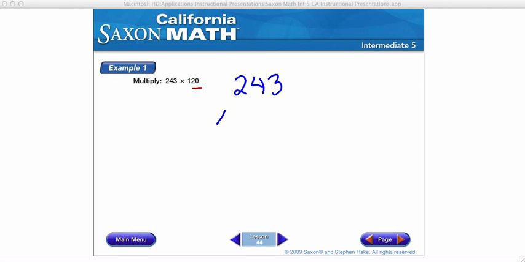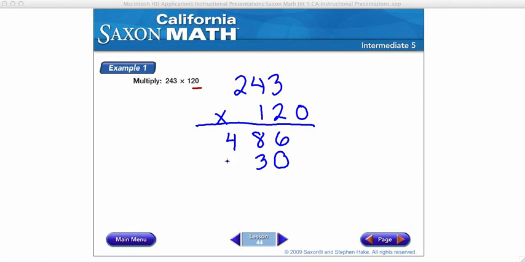243 times 120. I'm going to let this 0 hang off the end and ignore it there for a little bit. And then I multiply like normal. 2 times 3 is 6. 2 times 4 is 8. 2 times 2 is 4. And then I multiply by the 10. And since it's a 10, I have to put my 0 as a placeholder. And then multiply by 1. 1 times 3 is 3. 1 times 4 is 4. 1 times 2 is 2, so I've multiplied by each of my top digits.